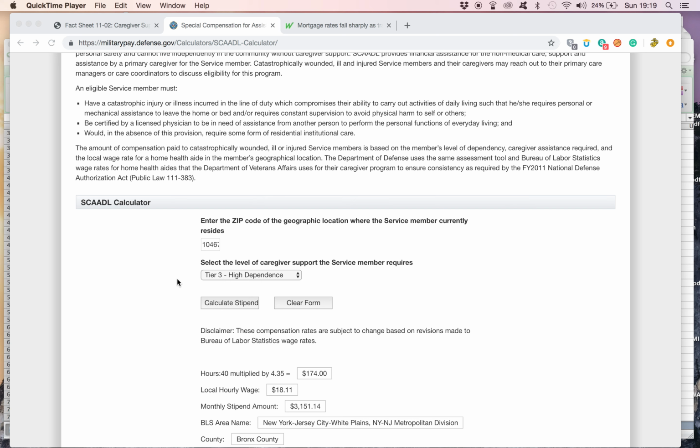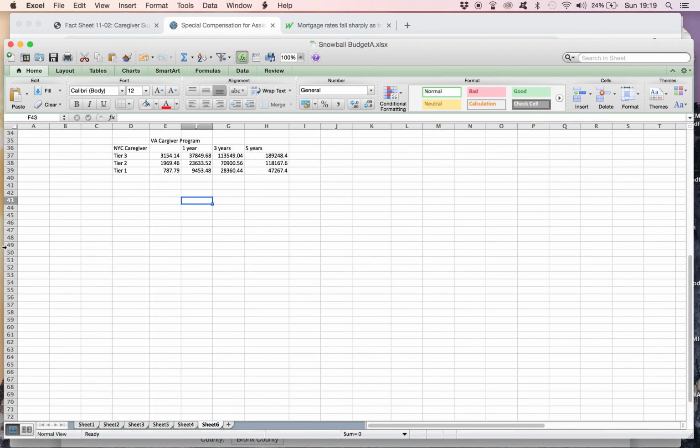All right, so let's continue. So the $31.54, this is what a New York City caregiver is seeing within tier 3, tier 2, tier 1. $31.54 for tier 3, $19.69 for tier 2, and $7.87 for tier 1 within a month. Those are the monthly stipends that you'll be seeing for each tier.